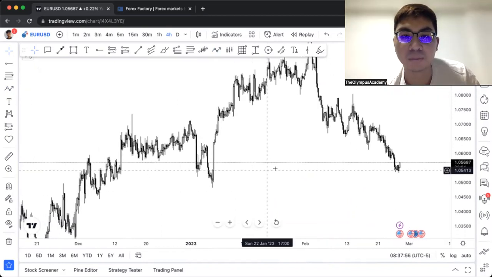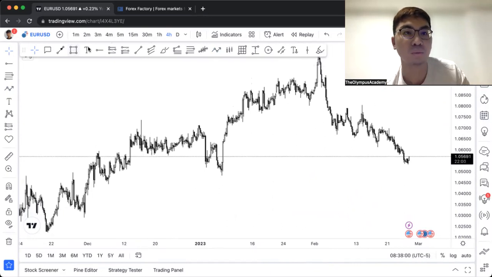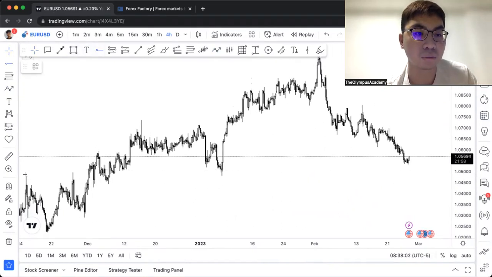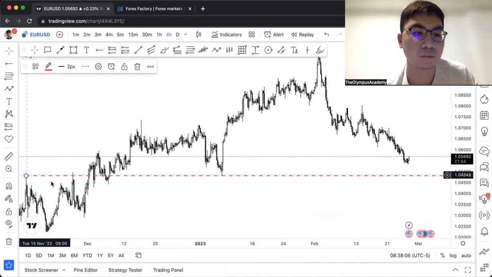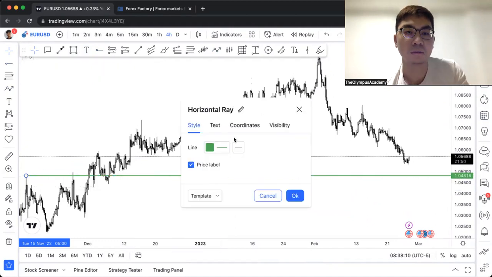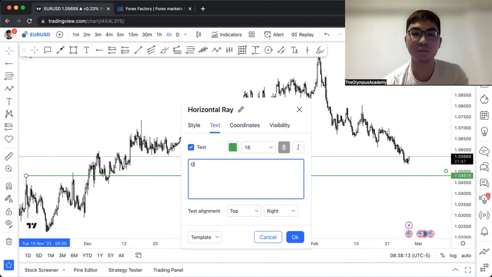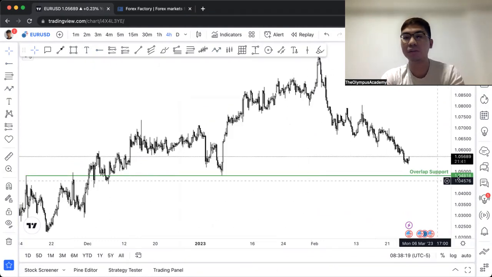I actually have a bias on the H4 chart for price to potentially tap into this nice little overlap resistance overlap support area. So label it down. This is the overlap support. So looking for price to potentially tap into that area.